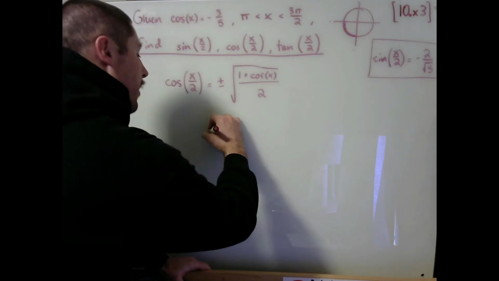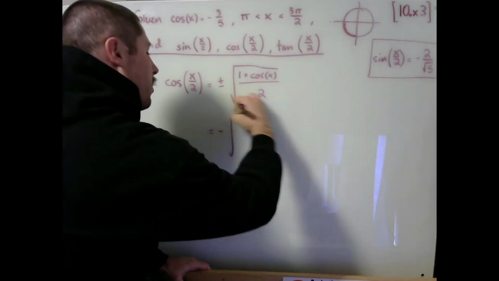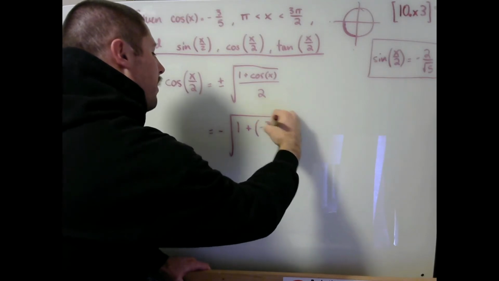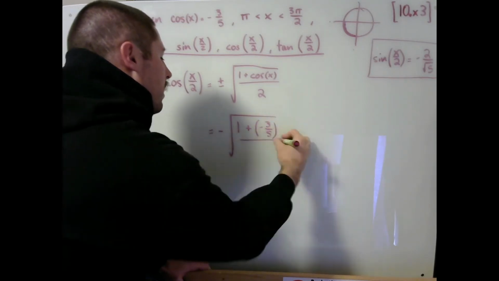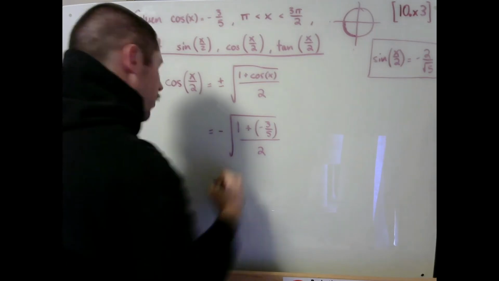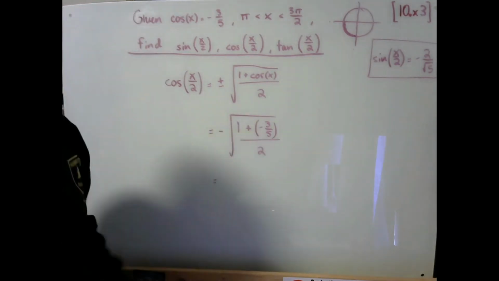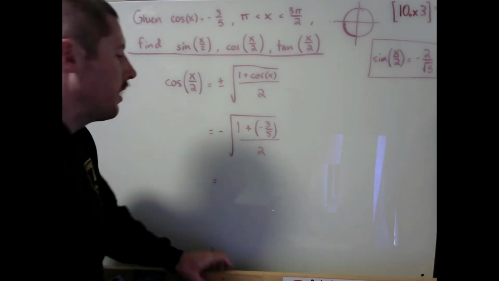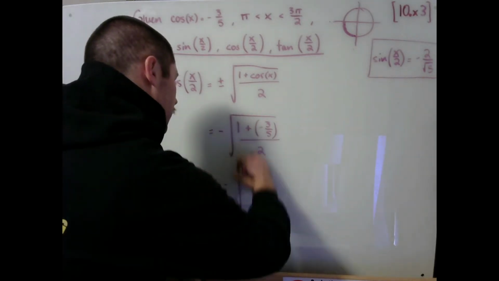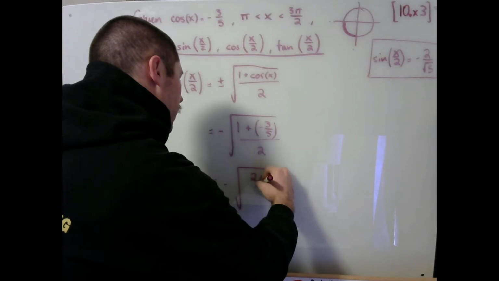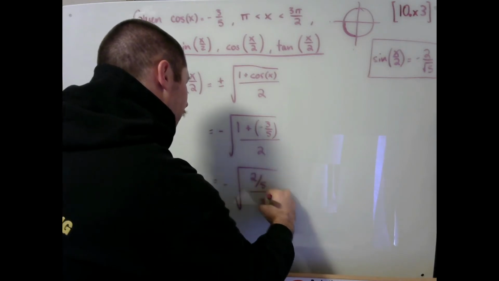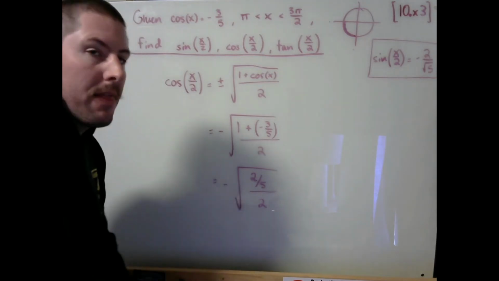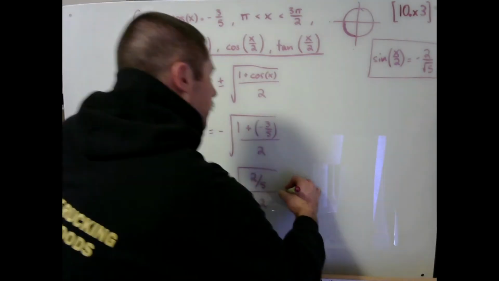So let's go ahead and evaluate. Negative square root of 1 plus negative 3/5 divided by 2. We'll notice that adding a negative is the same as subtraction. When you take 1 and subtract 3/5, you should land at 2/5. And if I have 2 parts out of 5 and I only keep half of that, then I should have 1 part out of 5.